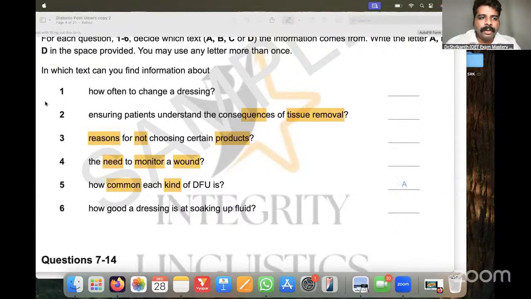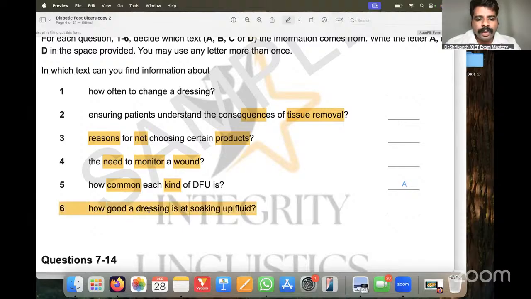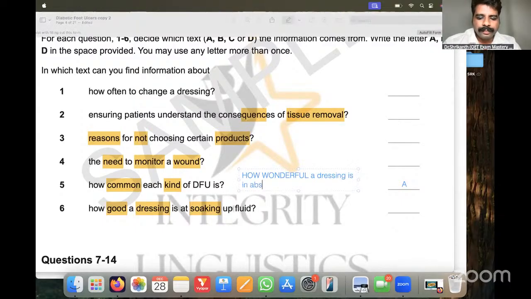Right. Now let's take a look into the sixth question. How good a dressing is at soaking up fluid? So what do you understand from here? That is how good, that is how wonderful. How wonderful a dressing is in absorbing a fluid. This is what we have to find out, right? How wonderful a dressing is in absorbing a fluid.